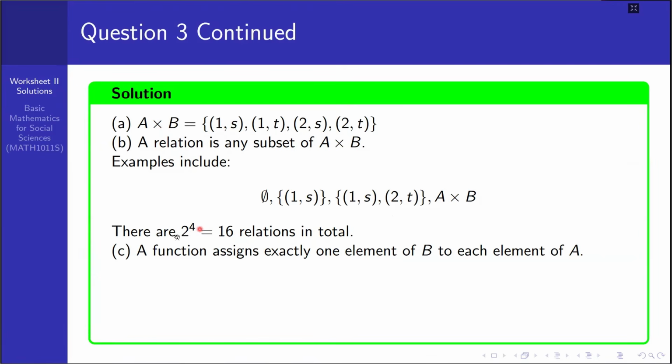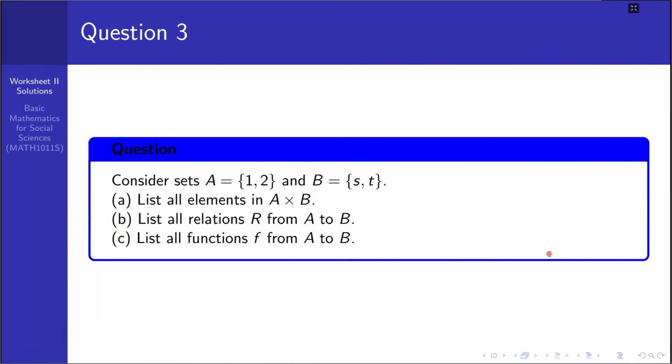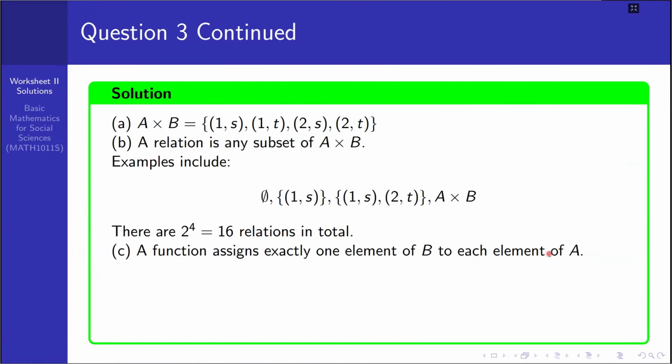Next one, that is C. A function assigns exactly one element of B to each element of A. That means C says list all functions f from A to B. Therefore, the functions are f1, for example.